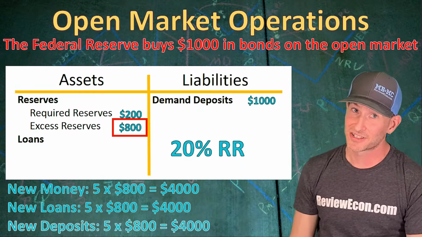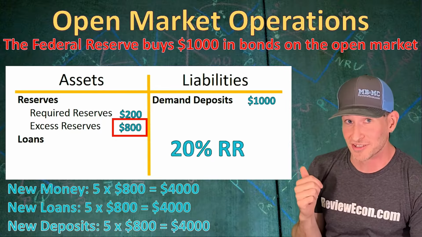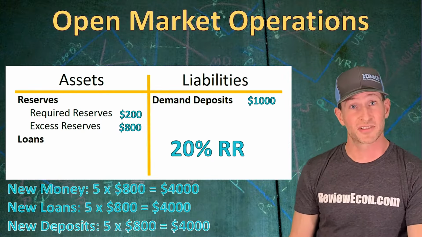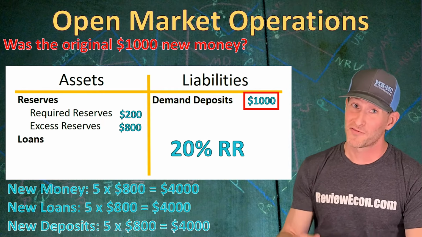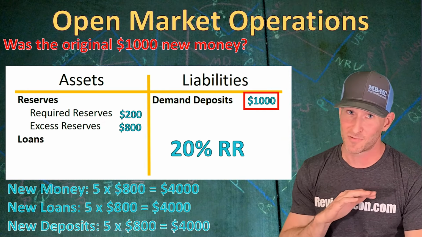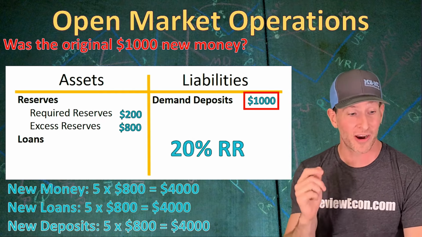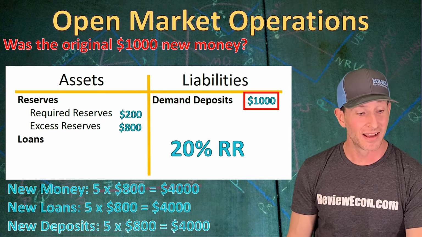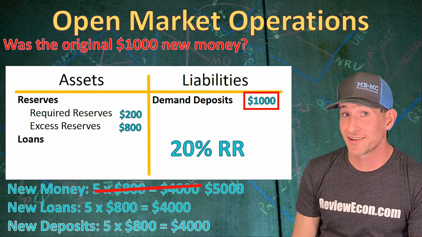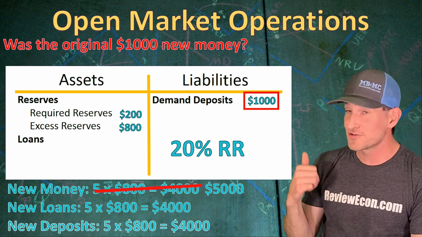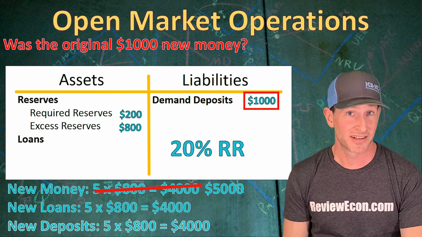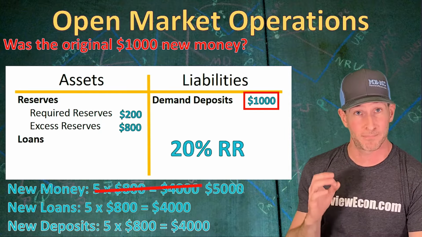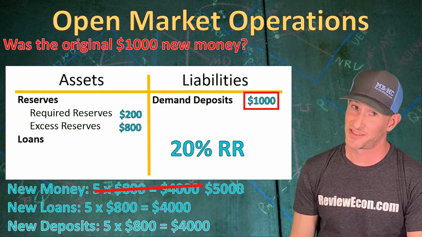And now we have to ask ourselves if the original amount of $1,000 should be included in these totals. Was that original $1,000 new money? Well, when the Federal Reserve held those funds, they were not money. Now they are in checkable deposits. And now they are part of the M1 money supply. And so we're going to add that $1,000 bond purchase to the new money that is created. And that brings us to a total of $5,000 worth of new money that can be created from that purchase of $1,000 of bonds by the Federal Reserve.